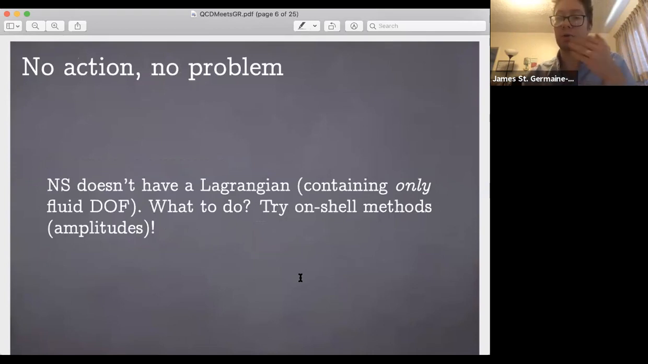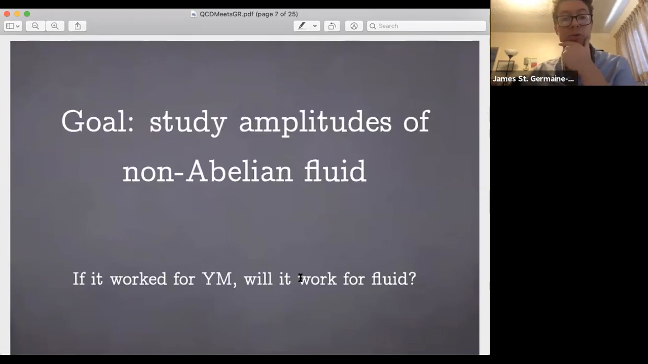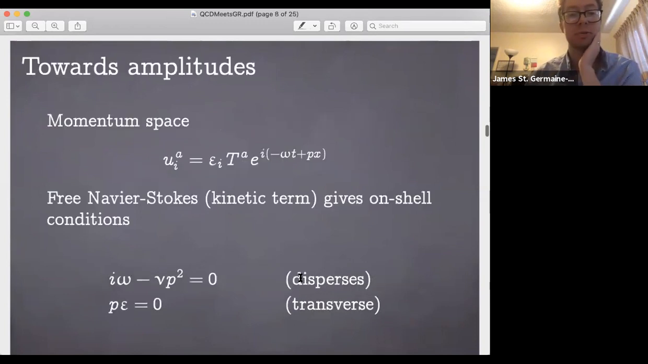Part of the motivation for this is that Navier-Stokes doesn't come from an action containing only the fluid degrees of freedom. There are ways of extending it and doubling degrees of freedom, and so on and so forth. But when there isn't a clear Lagrangian, it's tempting to try on-shell methods, to try amplitudes. So the goal will be to study the amplitudes of this non-abelian fluid. You can go through any review article or any textbook and see if it worked for Yang-Mills. Let's try it for fluids and see if it works for this non-abelian fluid.